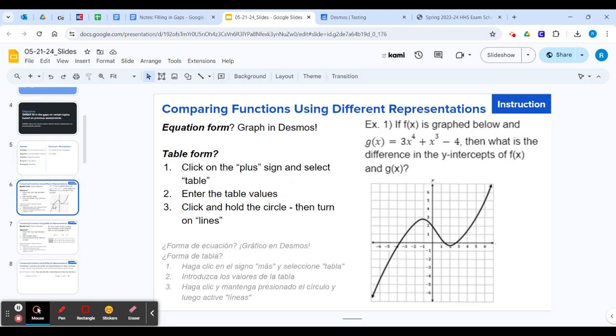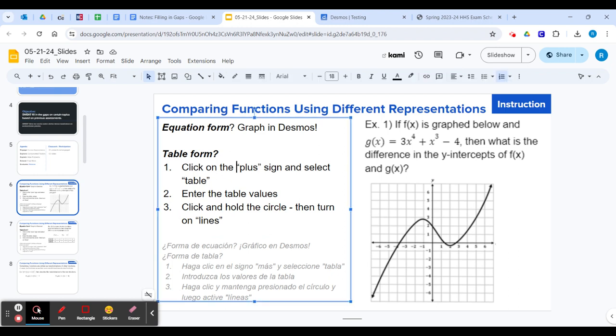So starting off with different function representations. Over here on the left of your note sheet, you'll notice we have different forms: equations, graphs, and tables. If we get it in equation form, we should simply graph it in Desmos. If we're given something in table form, we have to go through a little longer process, but it's easy enough to see what our function looks like.